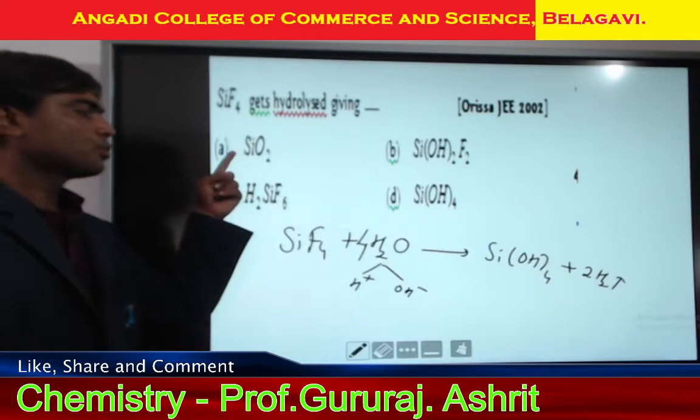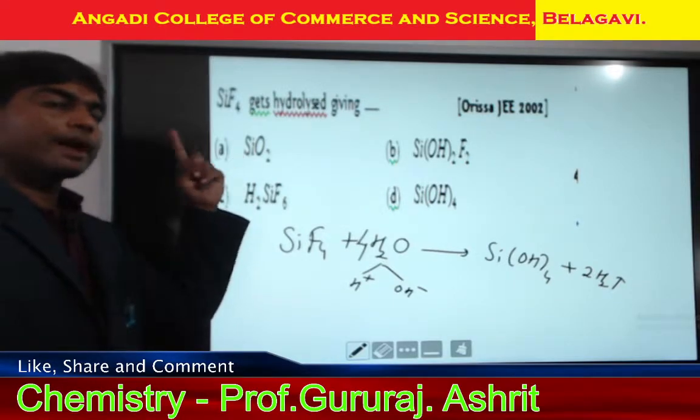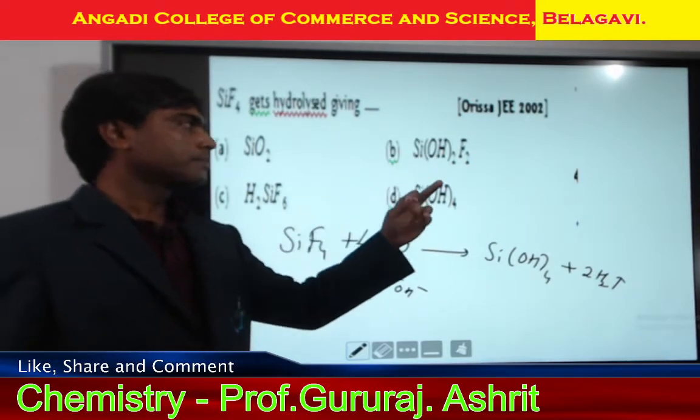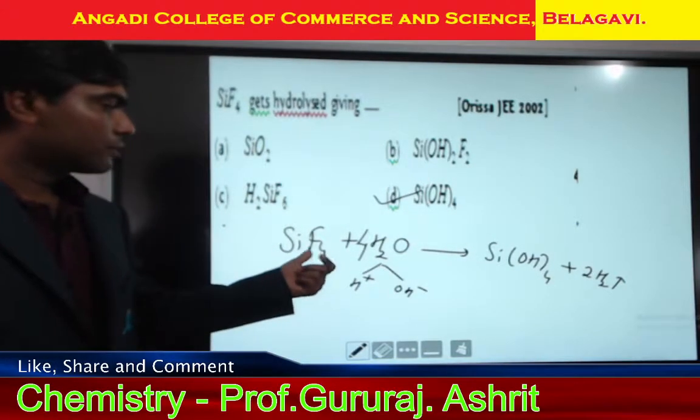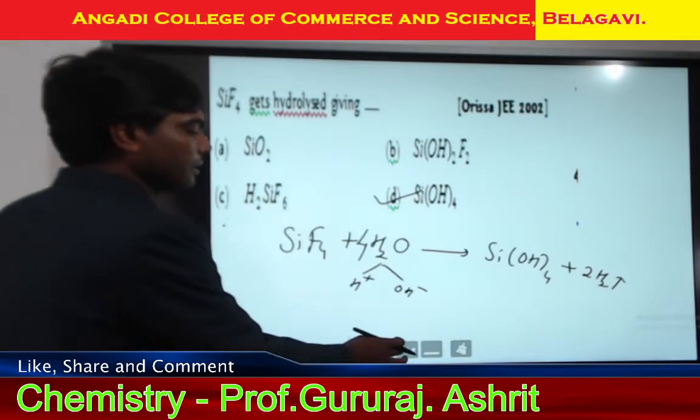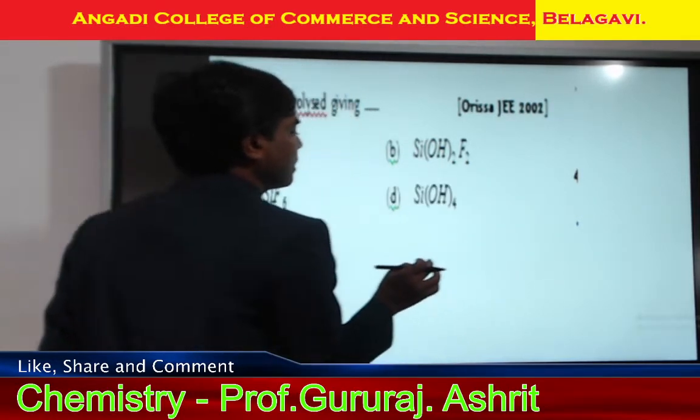No SiO2, because that will form when you react with HF. This is a wrong compound, this is the correct answer, and this one is not possible. This one is called silicon hydroxide, with valency 4. Next question.